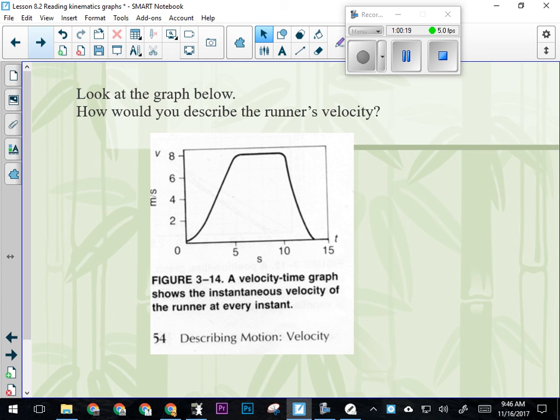This would be accelerating positively, as opposed to just accelerating. This would be traveling at a constant velocity of 8 meters per second forward. This would be slowing down for the next 4 seconds or whatever, okay? Something like that.